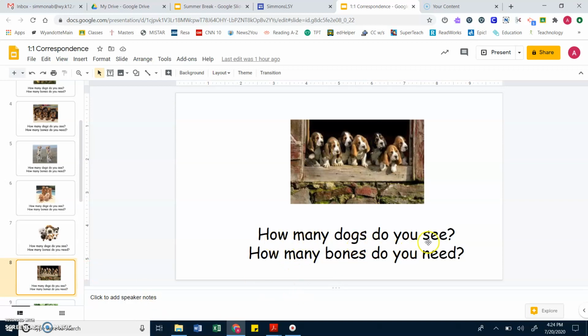How many dogs do you see? How many bones do you need? Oh, let's count these cute dogs. One, two, three, four, five, six, seven. I see seven dogs. How many bones do we need? One, two, three, four, five, six, seven. We will need seven bones.